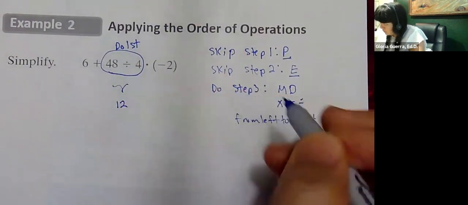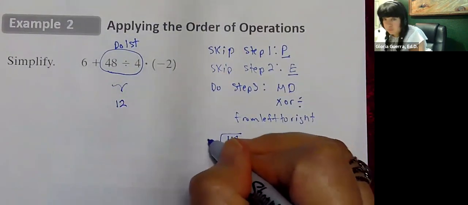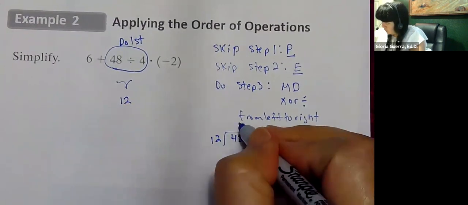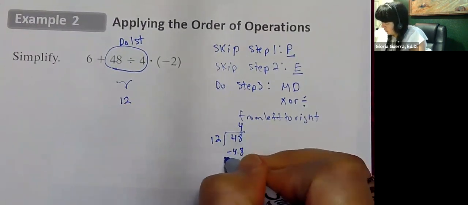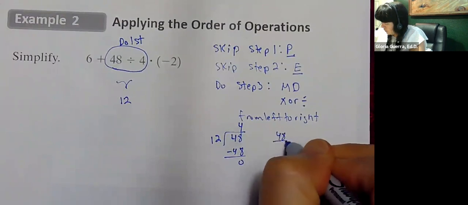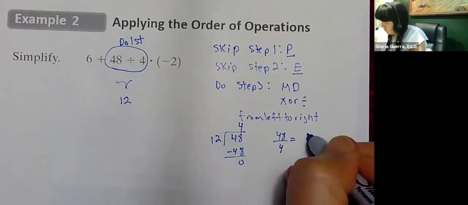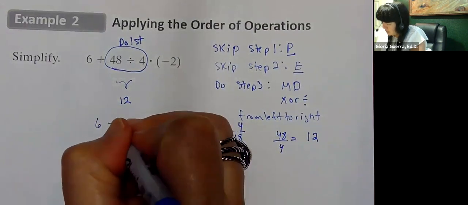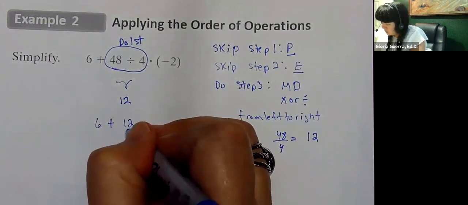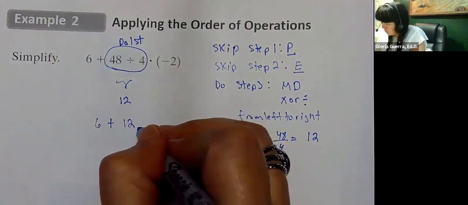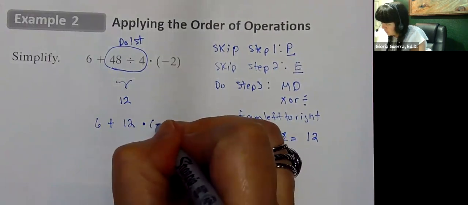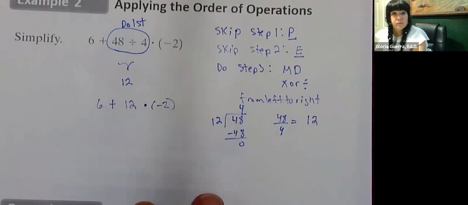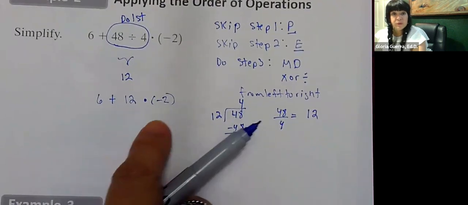Okay, and then I can also do this. 48 divided by 12. 12 times 4 is 48. You can also do this. 48 divided by 4. 4 goes into 4 one time. 4 goes into 8. So now you write it again, a new problem with fresh eyes. 6 plus 12 times negative 2.